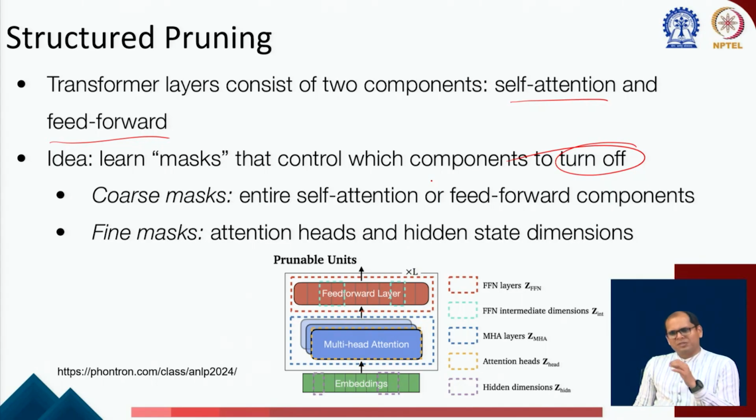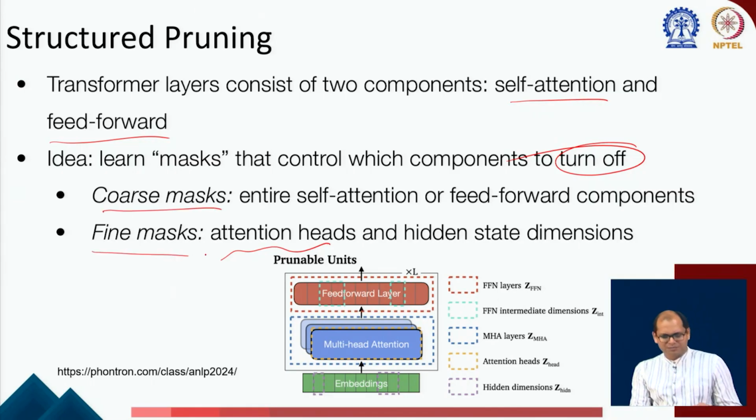So you can have some very coarse mask that, okay, in this particular layer, layer 5, I will remove the self attention block altogether, or in layer 6, I will remove the feed forward block altogether. Or you can have a fine mask that, in this particular layer, in the self attention, I will zero out certain attention heads, or in the feed forward thing, certain dimensions I will remove. So you can have a coarse mask or fine mask at the feed forward layer, at multi head attention, even at the embedding layer. You can remove certain parts or the entire block.